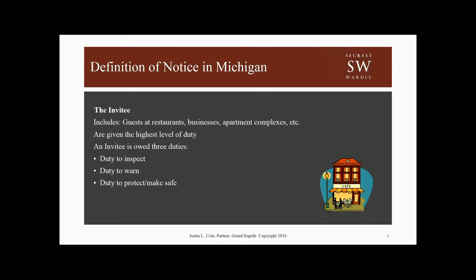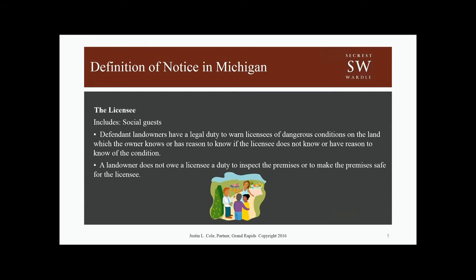In Michigan, an invitee is owed three duties: a duty to inspect, a duty to warn, and a duty to protect or make safe. The duty of care owed by a premises owner or possessor to an invitee is summarized as follows. Premises owners have a legal duty of reasonable care to protect their invitees from unreasonable risk of harm caused by a dangerous condition they know or should have known the invitee would not discover, realize, or protect themselves against. The licensee, a social guest, is owed a lesser duty of care.